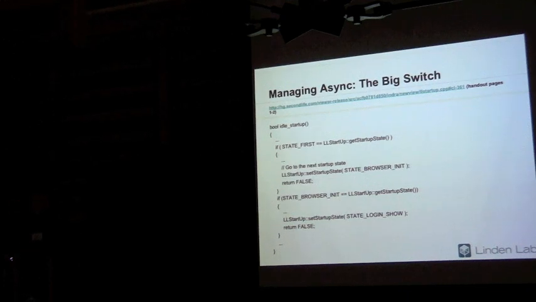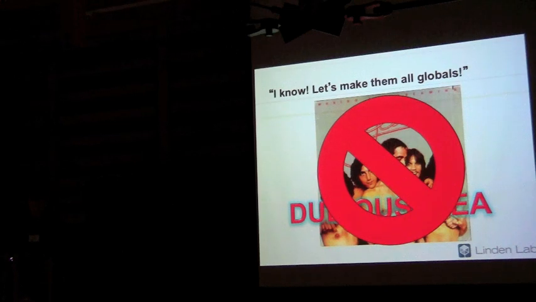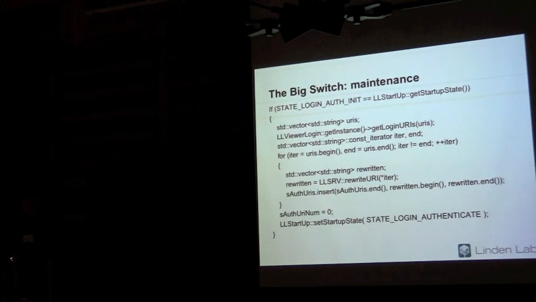Another very significant drawback is that local variables are not preserved. Any data that must persist between states must be stored somewhere else. Let's look at another problem in Big Switch land. This actually happened to us.